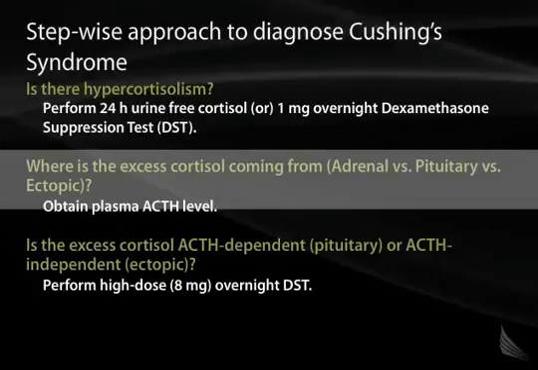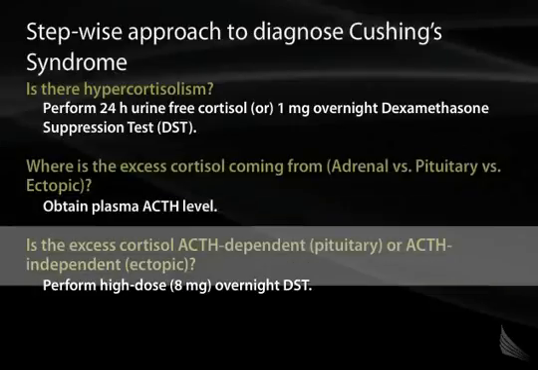And the final step in this is to distinguish between pituitary versus ectopic. And to do that, you would need to do a high dose dexamethasone suppression test. So unlike the low dose, which only uses 1 milligram, in the high dose you use 8 milligrams of dexamethasone, and this very high level of dexamethasone is thought to suppress the HPA axis.